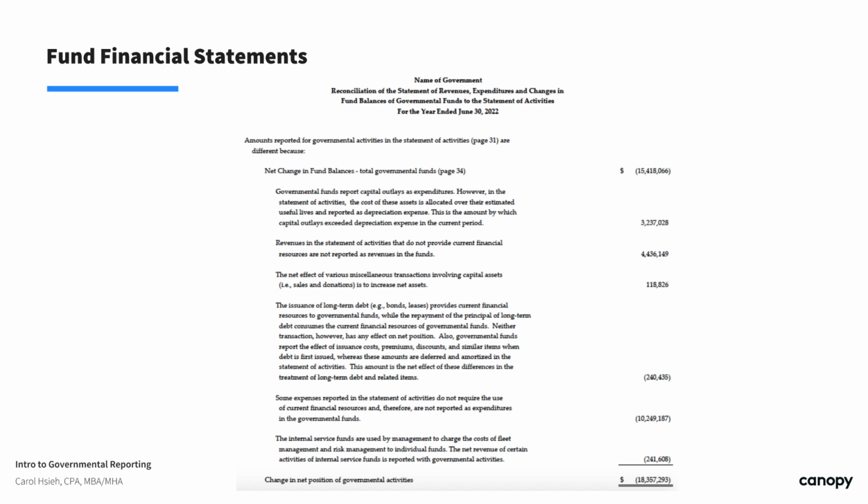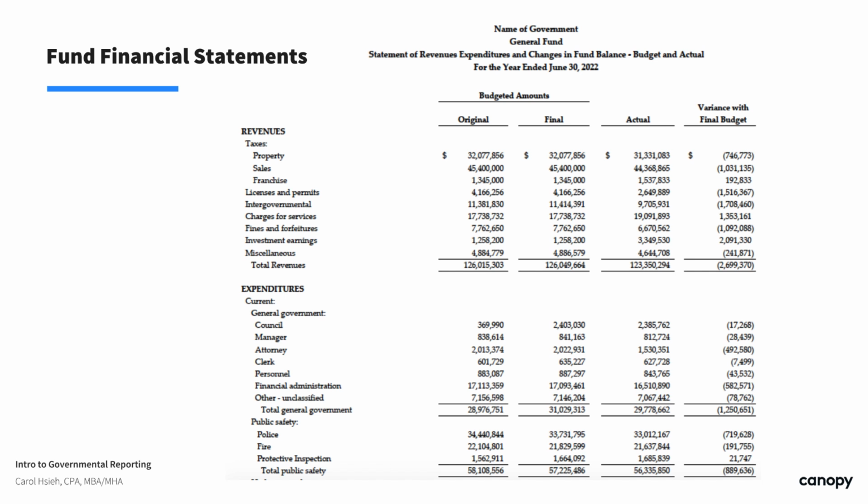Here is the statement of revenues, expenditures, and changes in fund balance, budget and actual, for the general fund. Governments are required to prepare a budgetary comparison schedule that tracks the progress over the course of the fiscal year of the general fund and each major special revenue fund for which the government has legally adopted a budget. As you can see at the top here, we have our budgeted amounts, the original budget and the final adopted budget, which are compared with the actual amounts, and then we see the variance with the final budget. The government has the option to prepare the budgetary comparison as part of the financial statements here, or they can present it as a schedule following the notes.